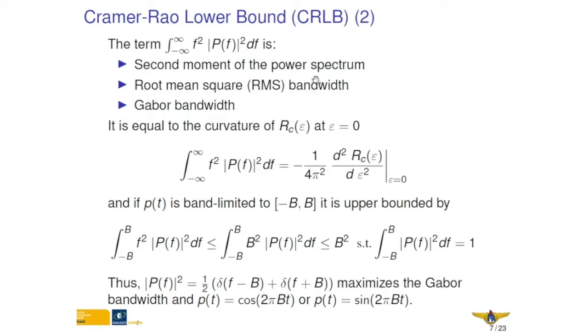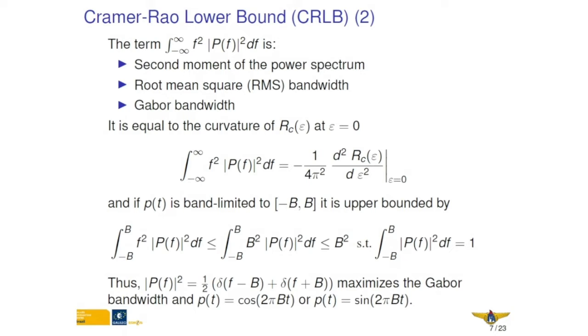Yeah, so this, as I said already, this term is called the second moment of the power spectrum, root mean square bandwidth, or Gabor bandwidth. If you now apply the derivative theorem of the Fourier transform and the Wiener-Khinchin theorem, you arrive at the second derivative with respect to the tracking error of the autocorrelation function at 0. This means the curvature at the peak of the autocorrelation function.